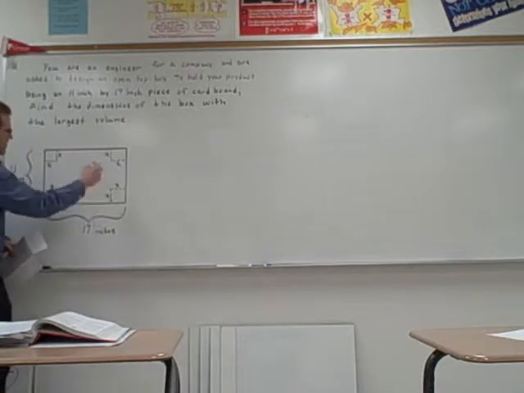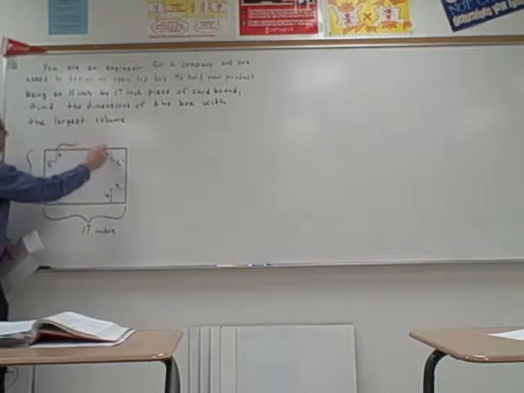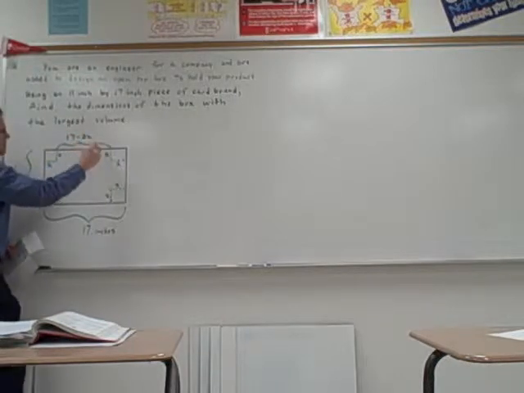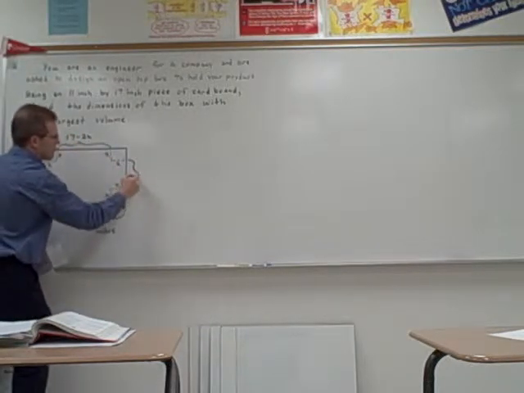So this was 17 all the way across. From here to here would be 17 minus 2x. From here to here would be 11 minus 2x.